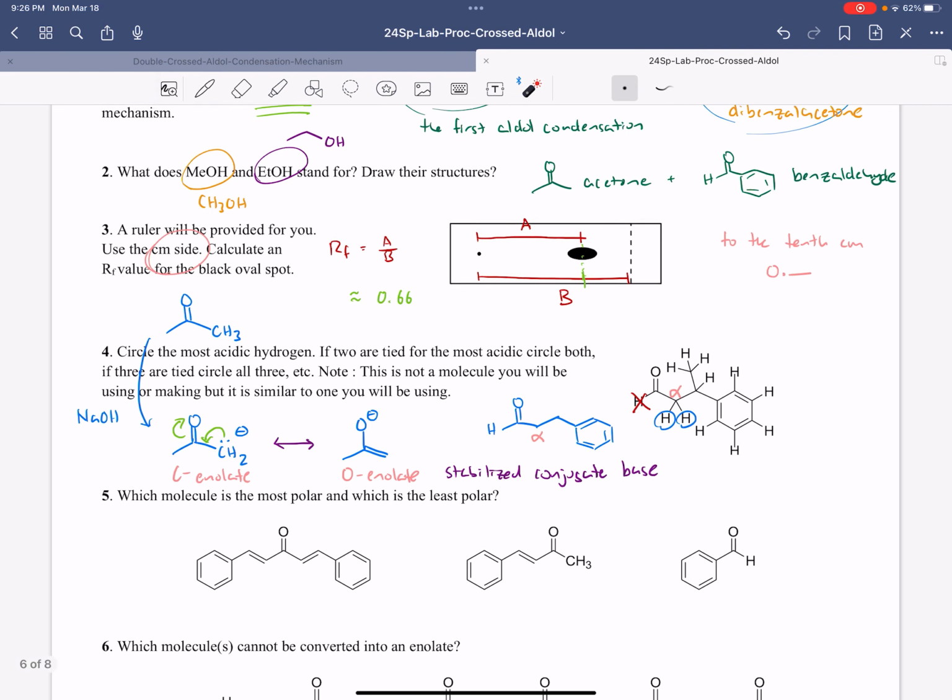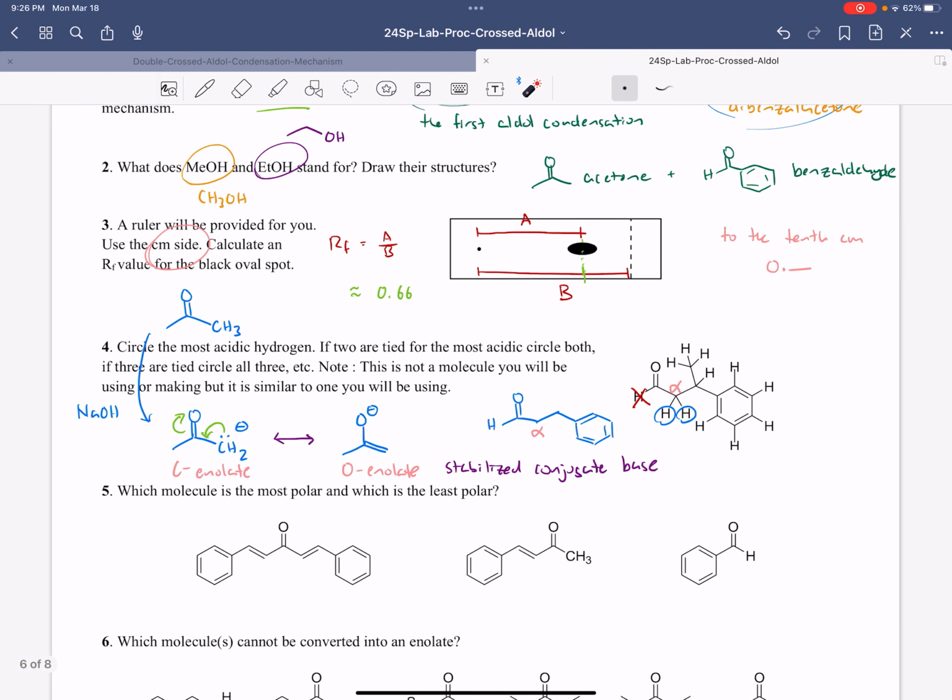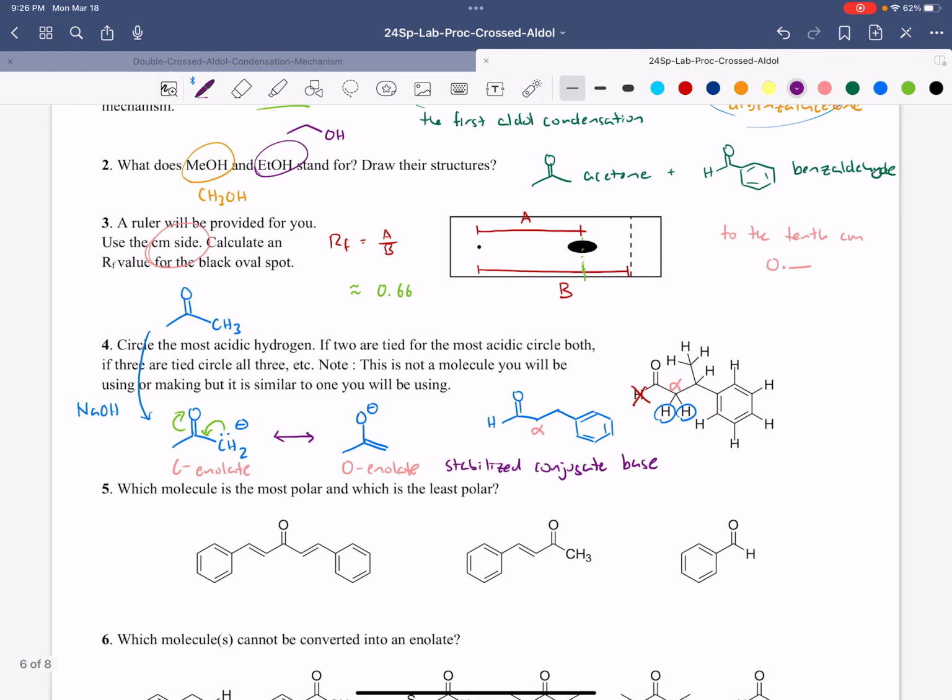Next. Oh, I didn't draw this properly. We had a methyl group right on this carbon, but it doesn't matter. There's nothing special about the beta hydrogen or the alpha beta or the gamma hydrogen. It's the alpha hydrogen that is the acidic one.